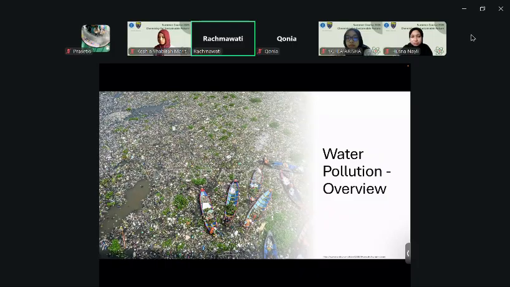Now, let's see about the water pollution. The picture that you see here is actually the Citarum River in Bandung. There is a lot of waste there, so you can imagine that the water is very dirty. It's our concern regarding this problem, especially in relation to the clean water that we need.